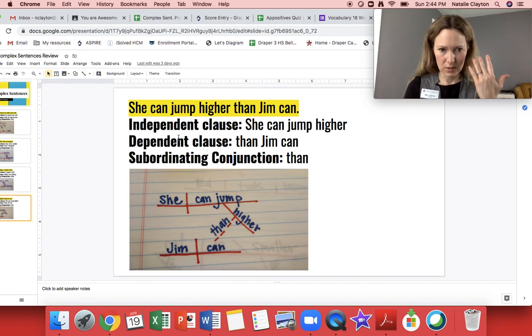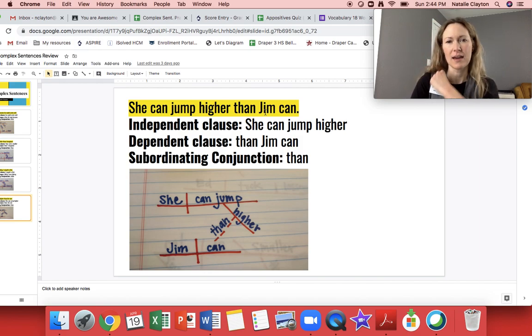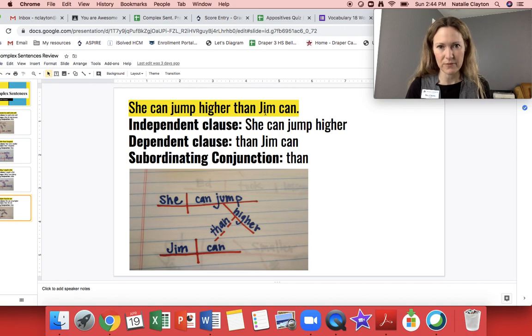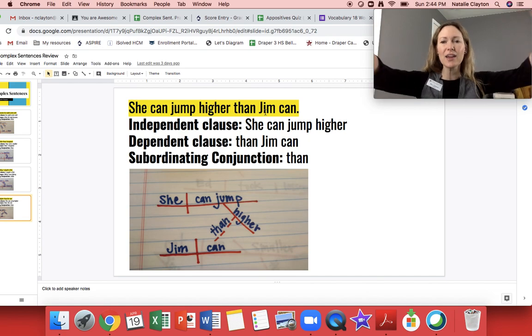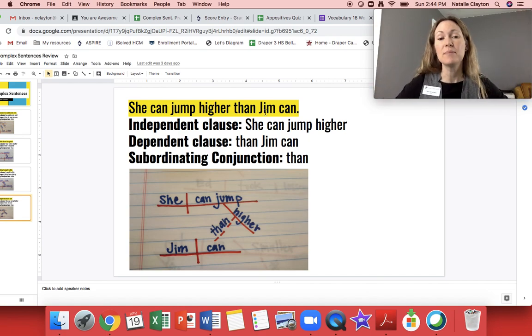Okay, so what's our dependent clause? Than, we know, is a subordinating conjunction, or even if we didn't know, can we say she can jump higher? Yes. Can we say than Jim can? If I yelled that out in the middle of class, you'd all think I was crazy and you'd want me to finish my sentence, or you'd say, than Jim can what? What are you talking about, Mrs. Clayton? But if I said, she can jump higher, maybe you'd still think I'm crazy, but you would know that was a sentence that made sense, right? An independent clause. So we find our independent and our dependent clauses, and we know the subordinating conjunction is than.